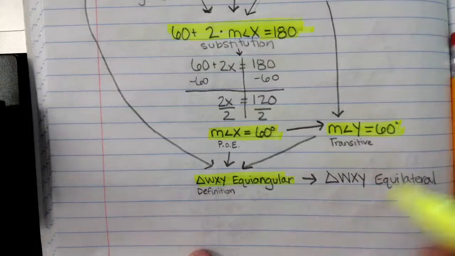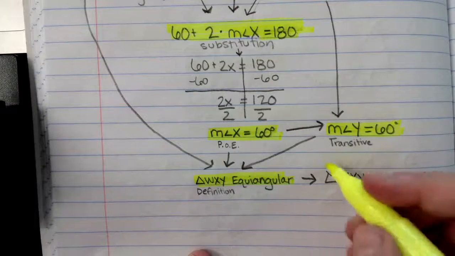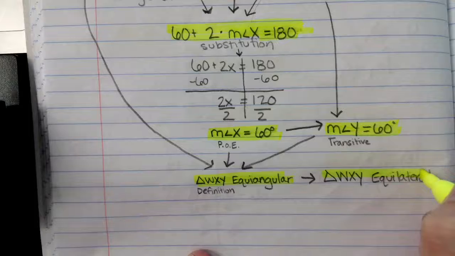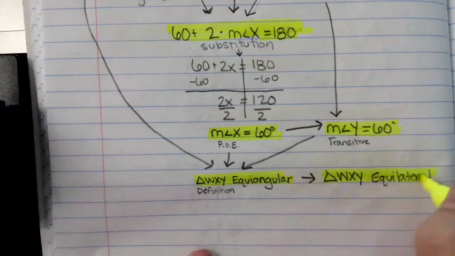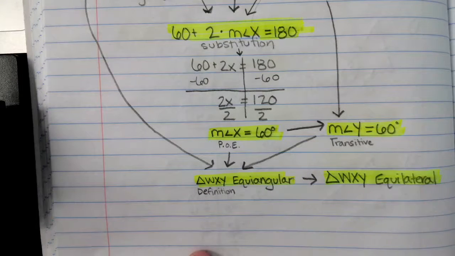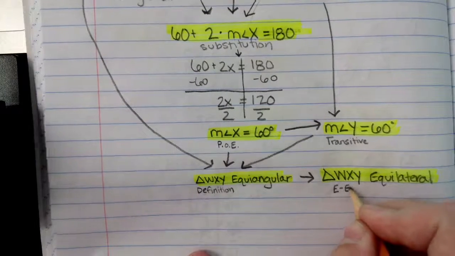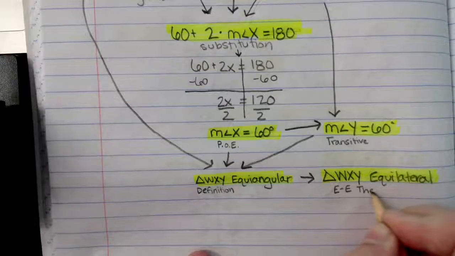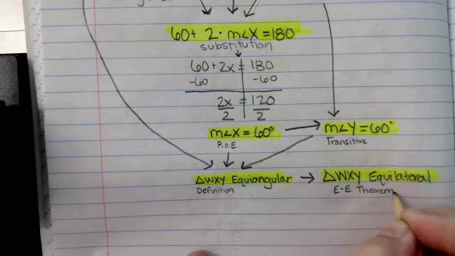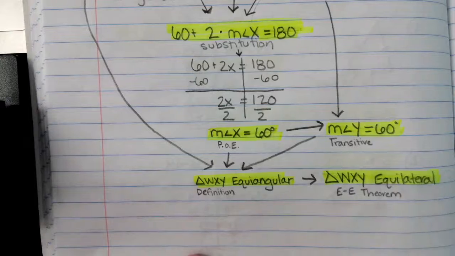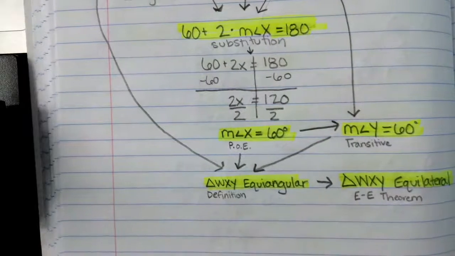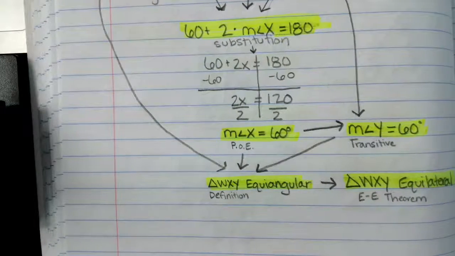And what tells us that if something is equiangular, then it's equilateral? The equiangular, equilateral theorem. So we're going to call that the E theorem. It's the one we just wrote down on the other page. If it's equiangular, that means it's equilateral. Whoa! We did a flow proof.